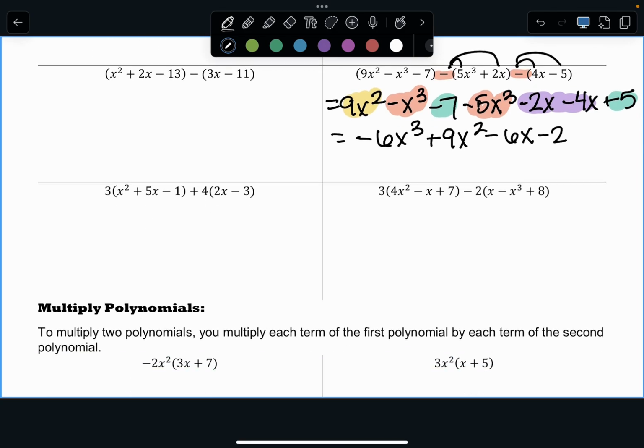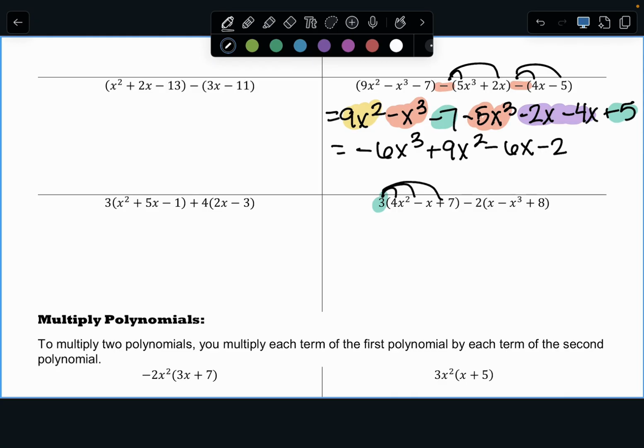Okay, let's do this one, and then I'm going to have you guys do the last 3 on your own. For this first piece, are my parentheses doing something? Yeah, what are they doing? What should they be doing? Yeah, multiplying by that 3. So I'm going to distribute this 3. That's step 1. 3 times 4x squared is 12x squared. 3 times negative x is negative 3x. And 3 times 7 is 21.